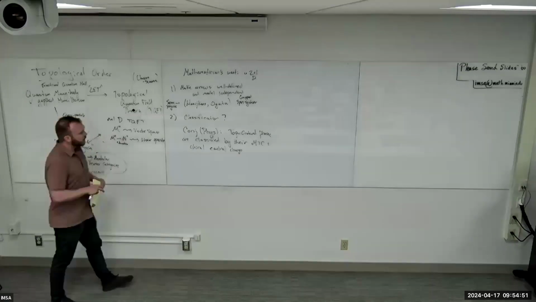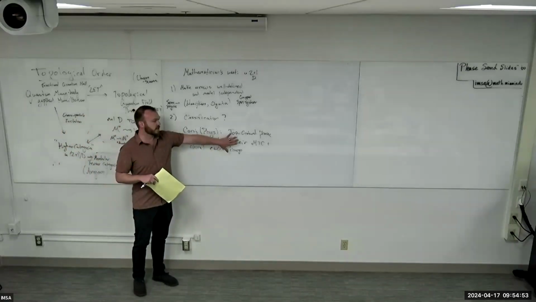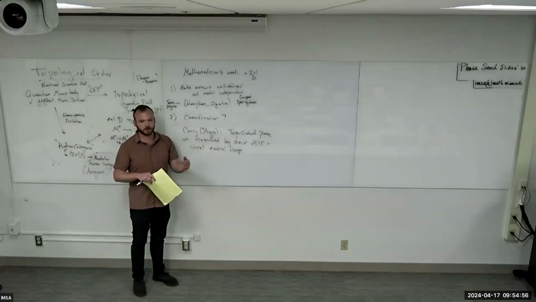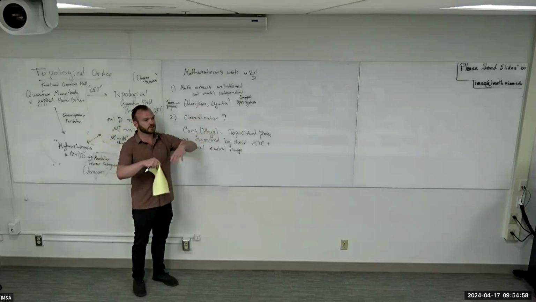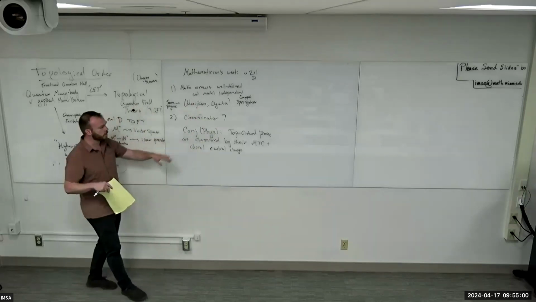So we would like to classify these things, and I think when physicists say this, they're not necessarily referring to spin systems. I think many physicists just have a broader view of what this is supposed to mean.